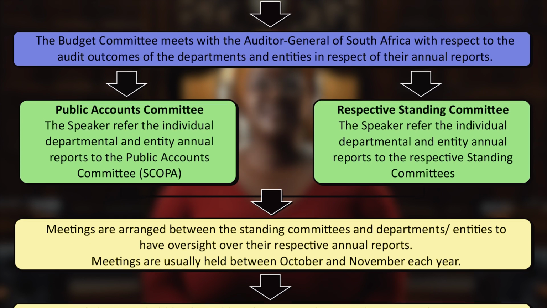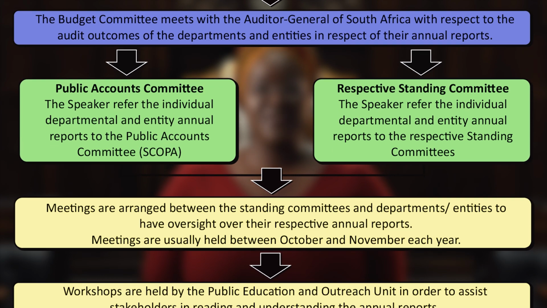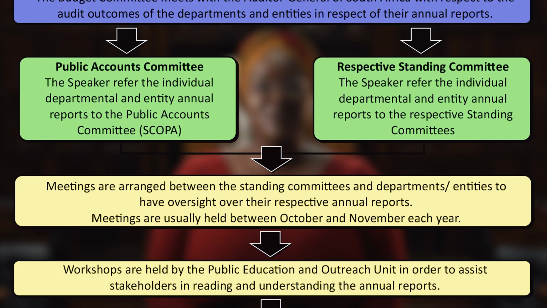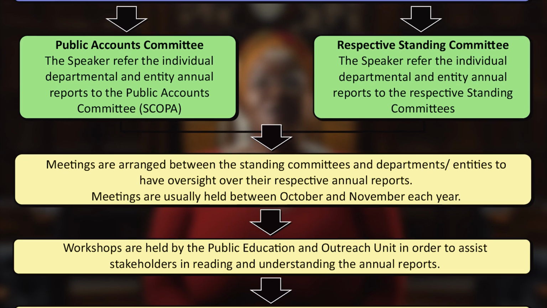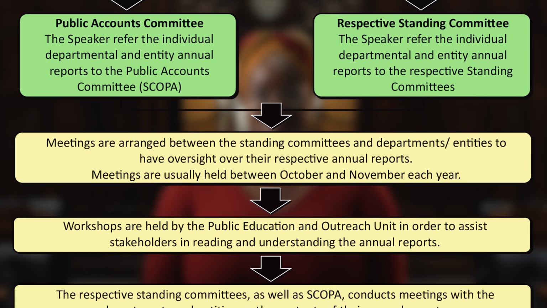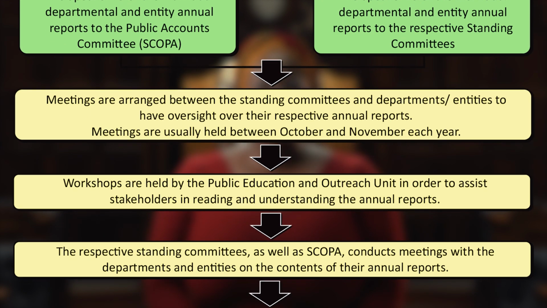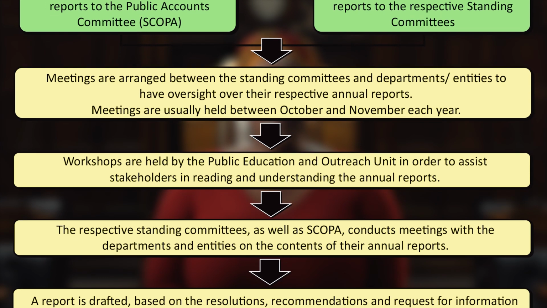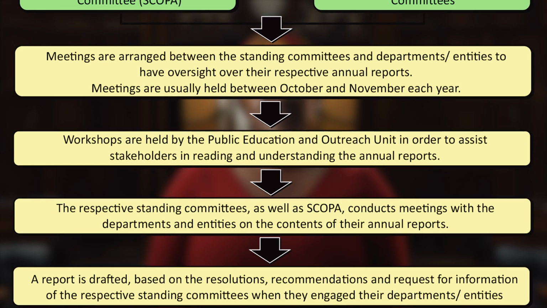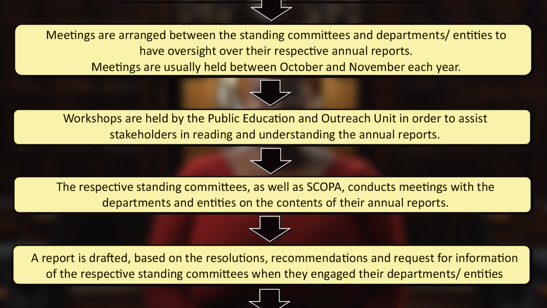Step 3. The Standing Committee will then deliberate on the annual reports and interrogate the department on any queries that they might have on the content within the annual reports. Step 4. The Public Education and Outreach section will conduct educational programs with stakeholders to ensure that they are able to understand the content of the annual reports.